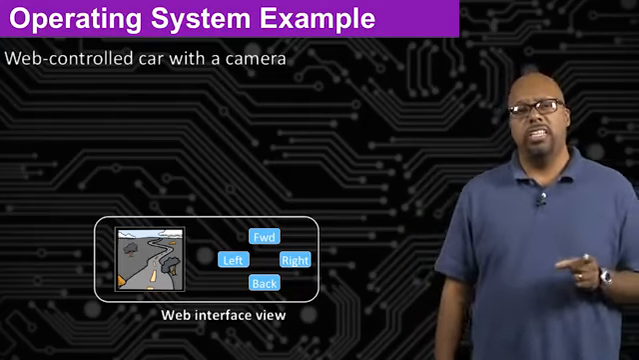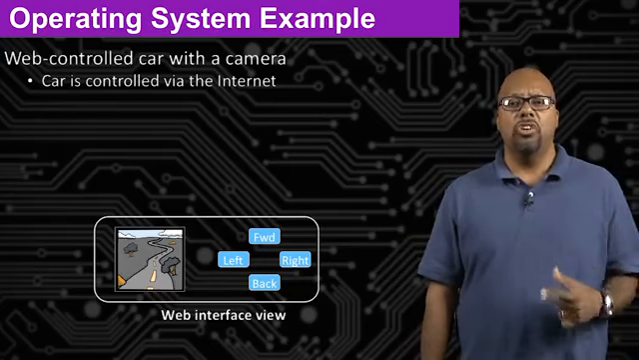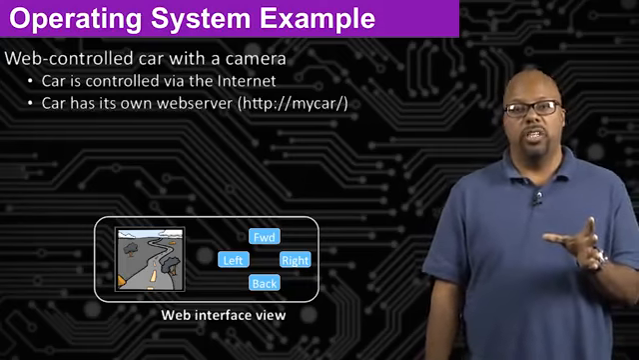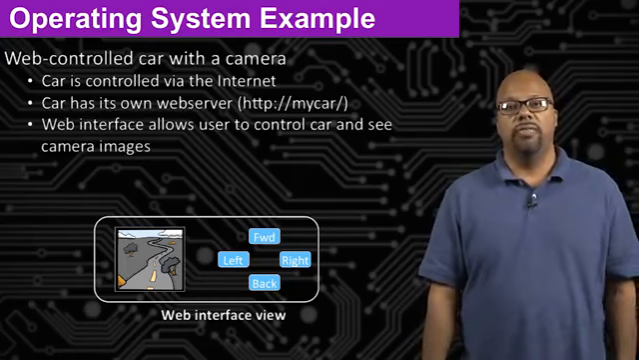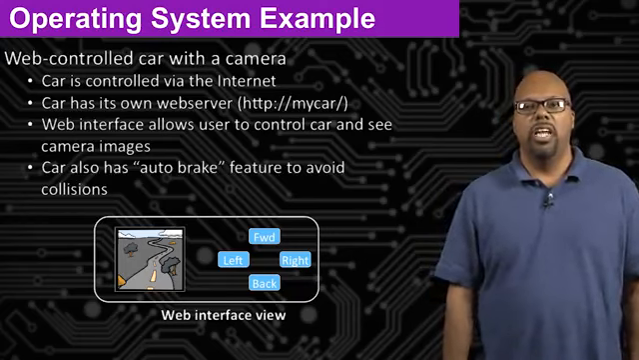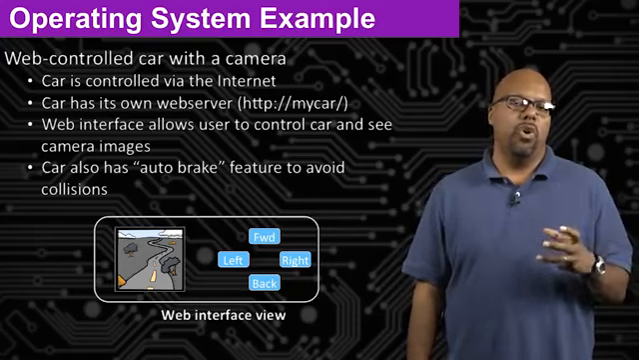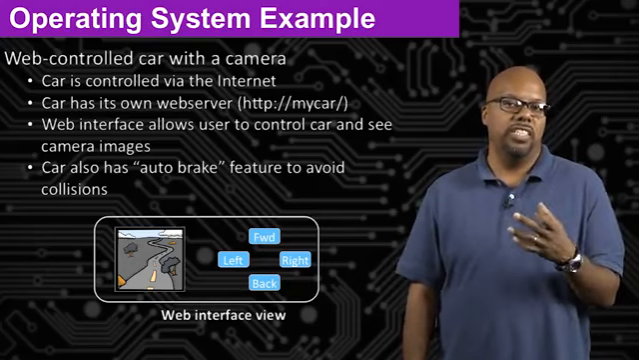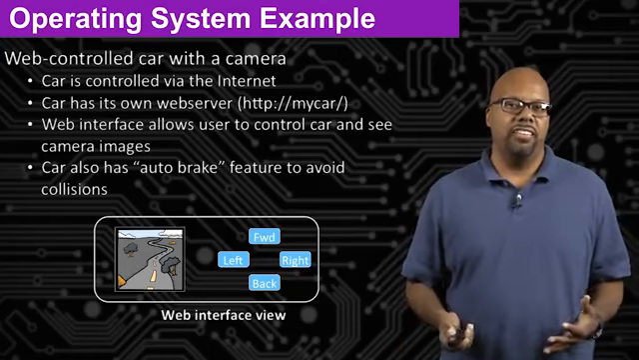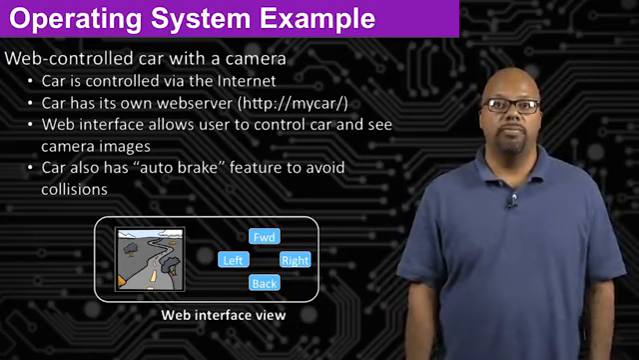In a system like this, it's useful to have an operating system because there are so many things going on at one time. The car is controlled over the internet, Wi-Fi generally. The car has its own web server, which has an actual URL address, and the web interface allows you to control the car and see the images and so on. Also, it has an auto brake feature to avoid collisions. So it'll stop automatically regardless of what your controls are, if it senses something in front of it. But the idea is that it generally has a lot of tasks to do at one time, and in that type of situation, an operating system can be very useful.